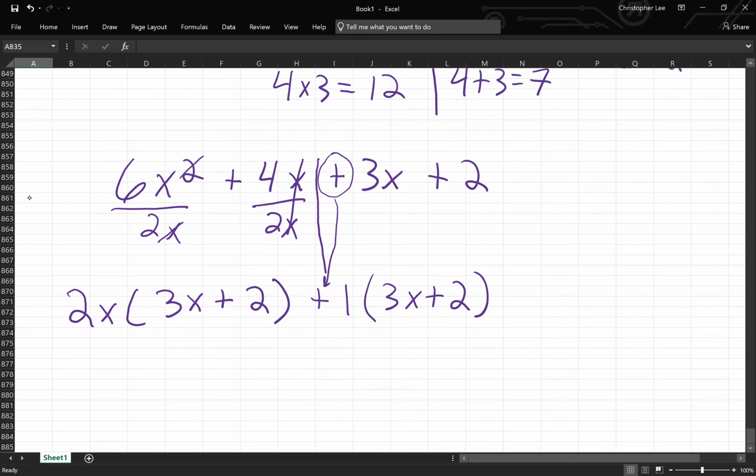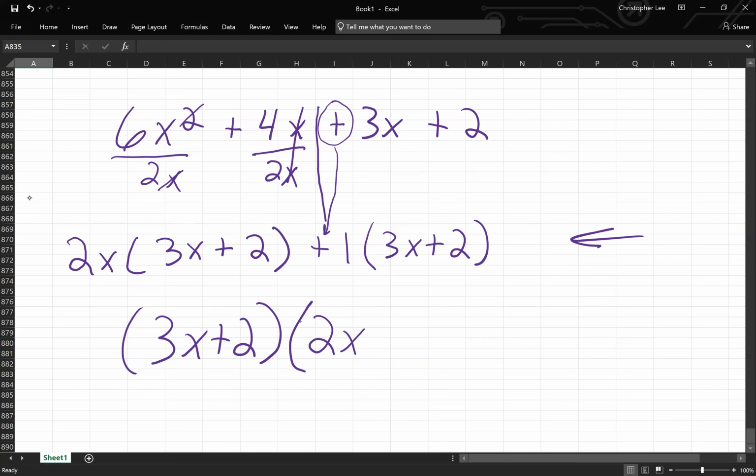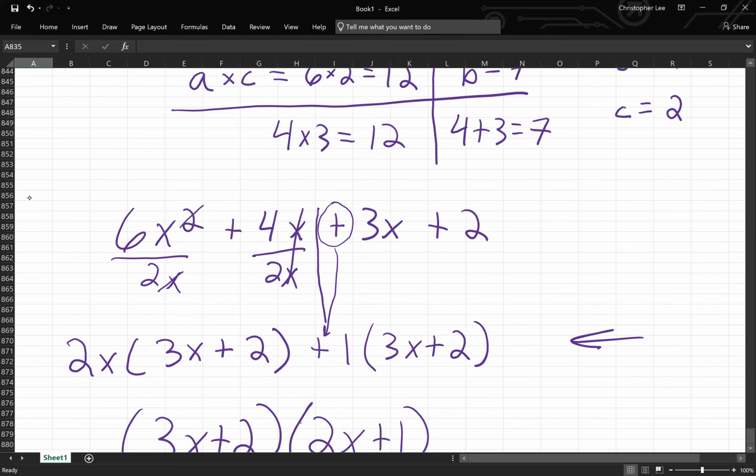That's why. So now remember when we get to this step right here with the 4 terms, we do the greatest common factor again, which is the 3x plus 2. And then what's left over on the outside? 2x plus 1. And that's the factor for this.